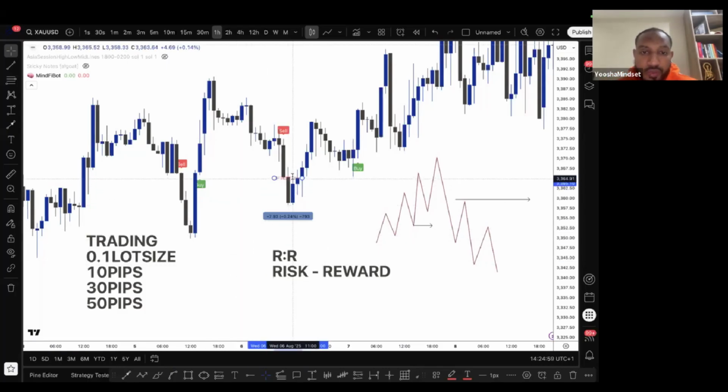Okay, so that is another approach, right? Now, I'm just talking about the entry and exit aspect right now, especially the stop loss aspect.